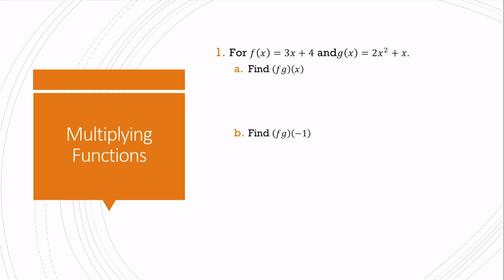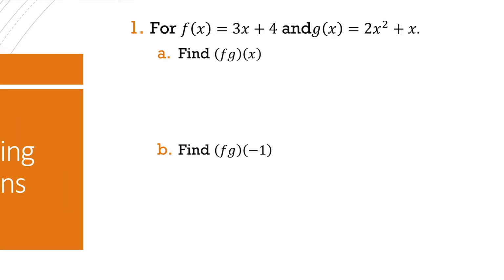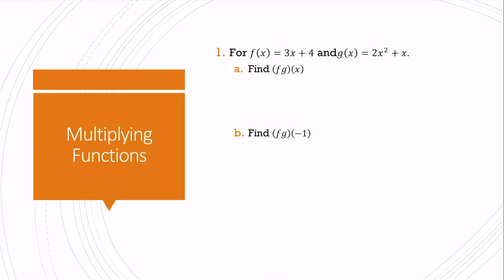Our last example of multiplying functions before we take a look at composition is this example here. So I have f of x is 3x plus 4 and g of x is 2x squared plus x. So I want to find f times g of x. When I write them together like this it means multiplication. So I want f of x times g of x. That's going to be 3x plus 4 times 2x squared plus x.